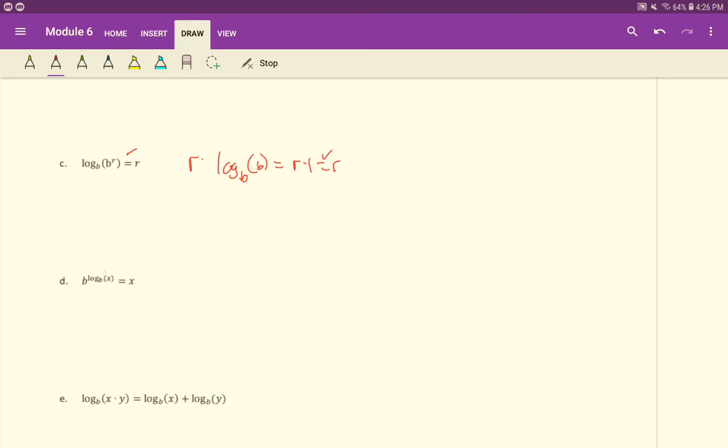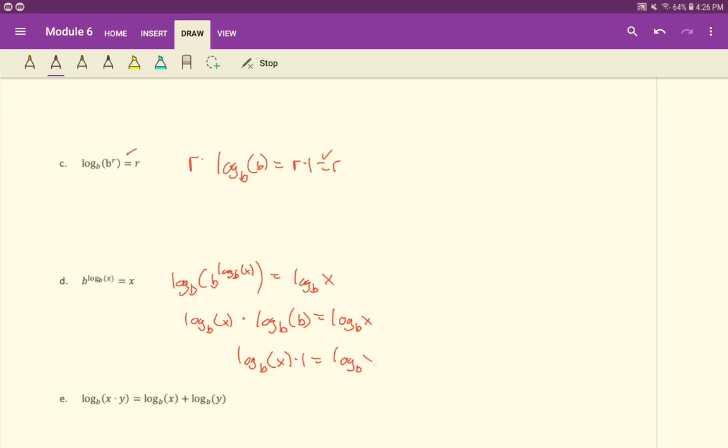Here, again, b to the log base b of x equals x. To do this one, we can do log base b of b to the log base b of x, and we'll do log base b of the right-hand side too. Using our properties, we can bring this log base b of x out front, because that's the exponent there. Log base b of b we already said was 1, so this is just going to be log base b of x times 1 equals log base b of x. So check, they're the same, so that's true.